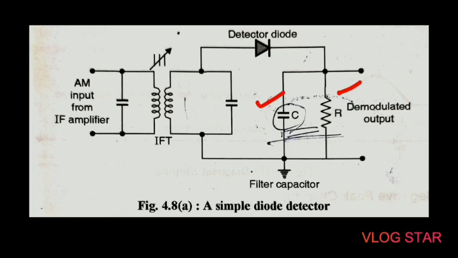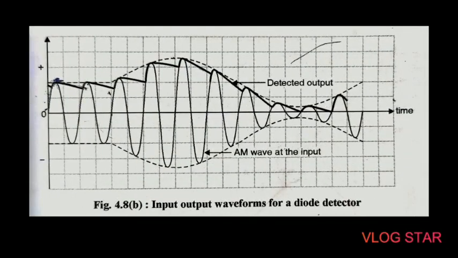Okay, so as soon as the capacitor charges to the peak value, the diode stops conducting. That means the capacitor will discharge through the resistance R between the positive peaks, as shown in this figure. This dotted line shows the original output, that is the AM envelope.